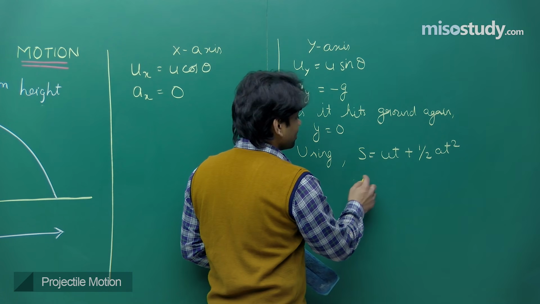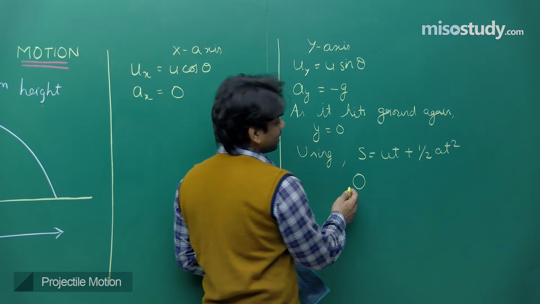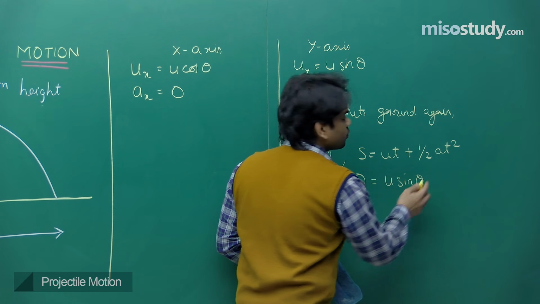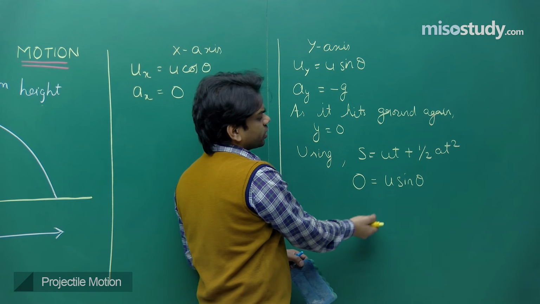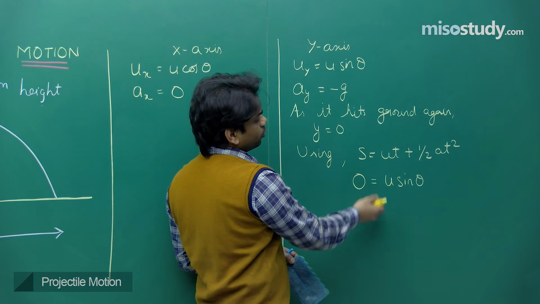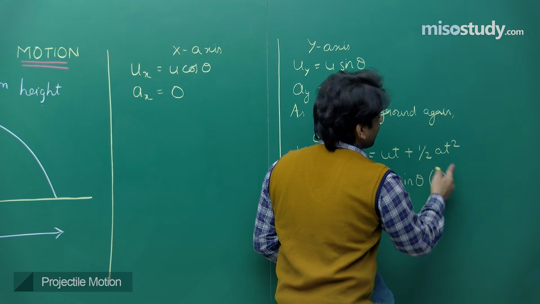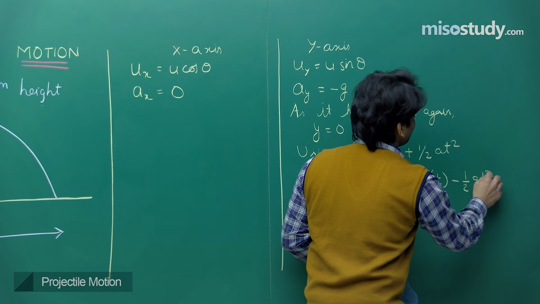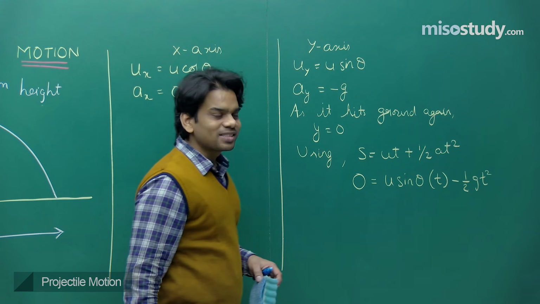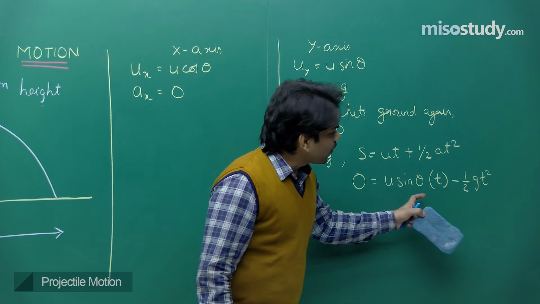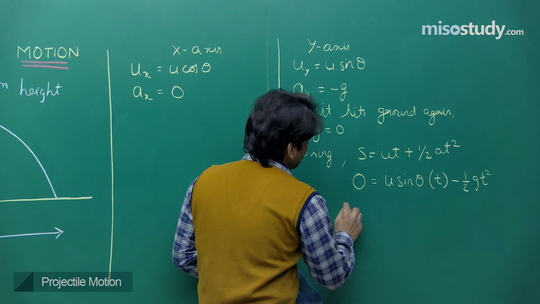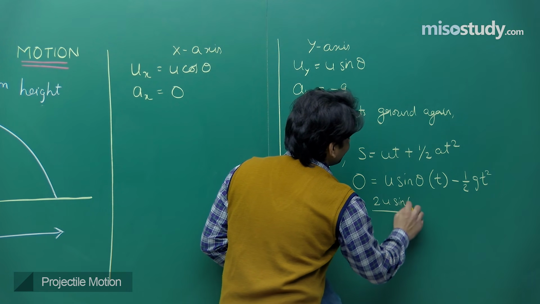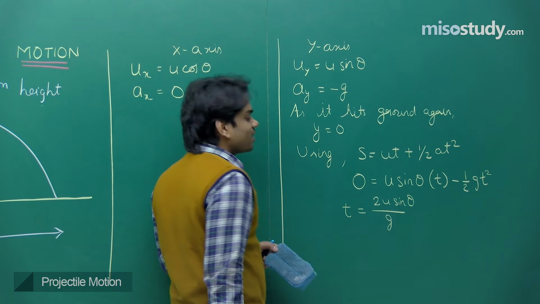S will be given as 0, keep it as 0. Now u value is u sine theta, because we are performing all these equations, we are calculating along the y direction, so keep it as u sine theta into t, and a value is minus g, so I am putting this as minus half gt square. You can see here t will be cancelled out, so either t will be 0 or t will come out to be 2u sine theta by g. So t will come out to be 2u sine theta by g, or we can write in more standard form.